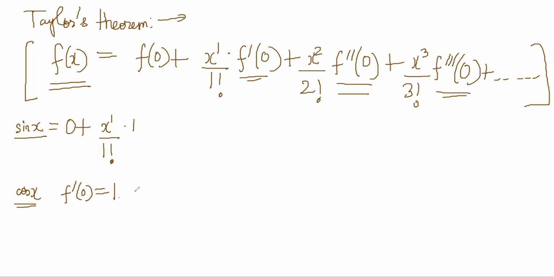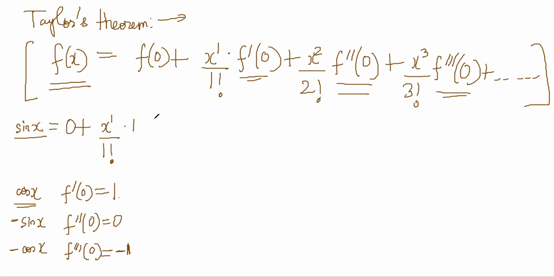What is the double derivative of sin x? It will be minus sin x, no? And f double dash 0 will be 0, right? And triple derivative would be minus cos x, correct? And f triple dash 0 will be minus 1, right?